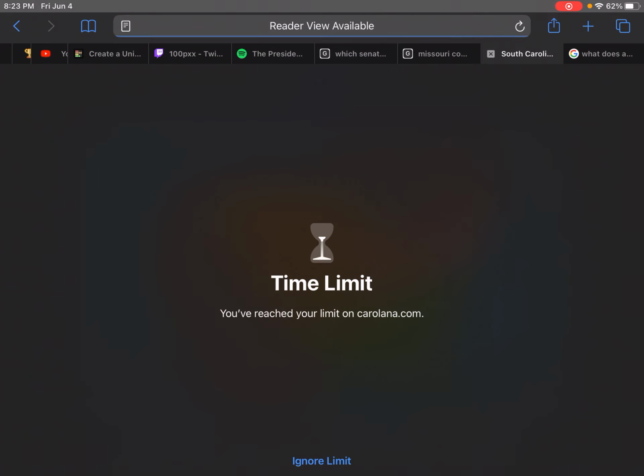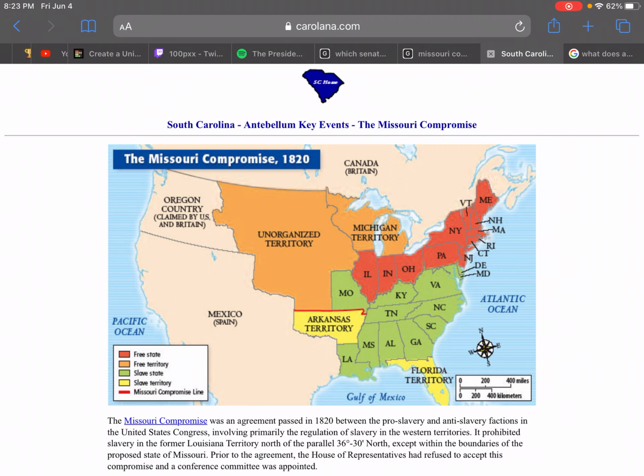made, and they liked that because that kept the balance of power in Congress. So they made a deal. Missouri can join as a slave state, but then Maine becomes a free state. So then that makes it 12-12.